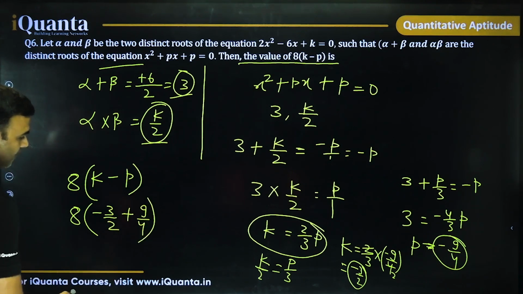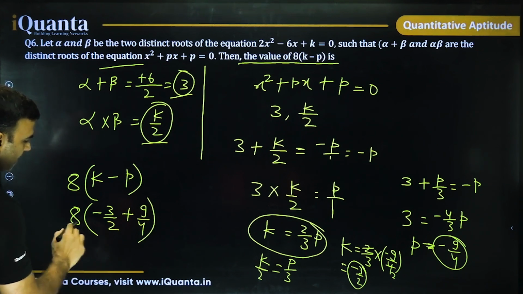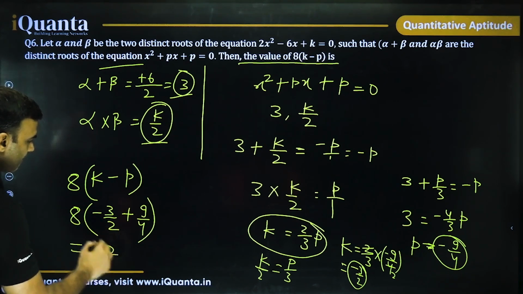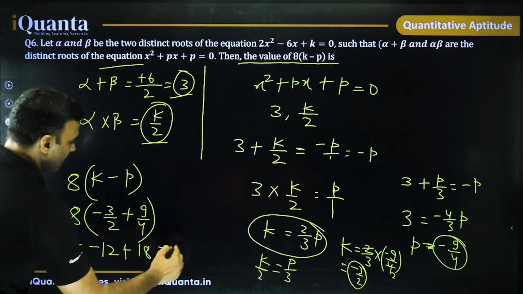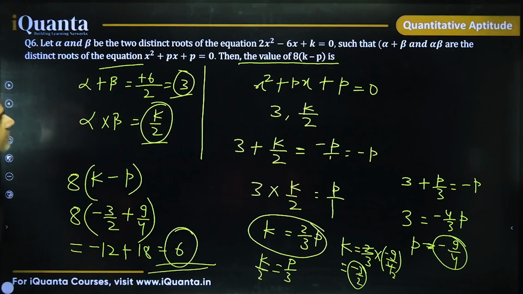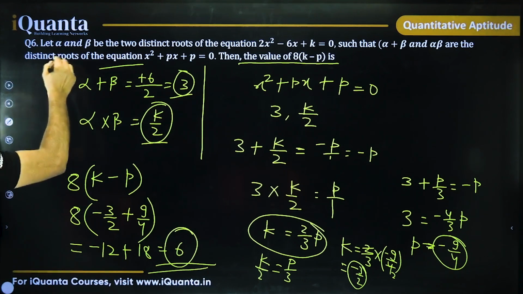Simplify carefully. So what we can do is we can simply open. 2 4s are 8, so 4 into minus 3 is minus 12. 8 4 2, so 9 into 2 is 18. So 18 minus 12, that is 6. So the answer of this question is 6. That's it.